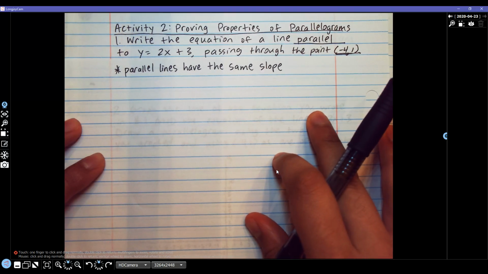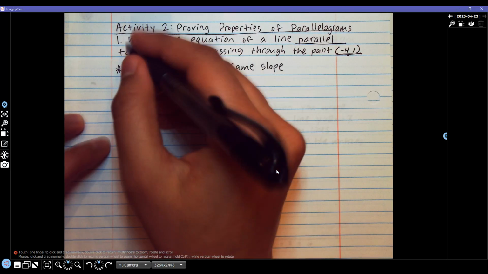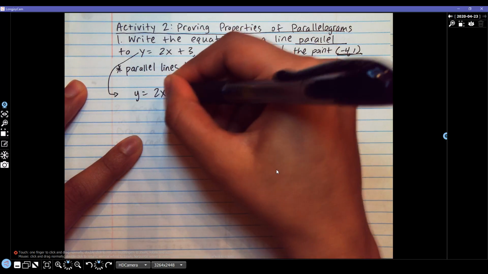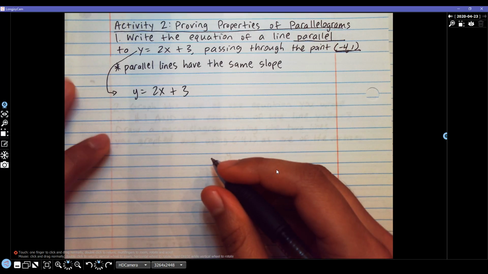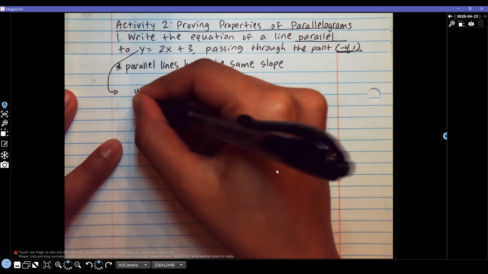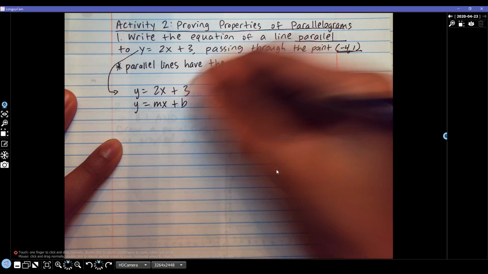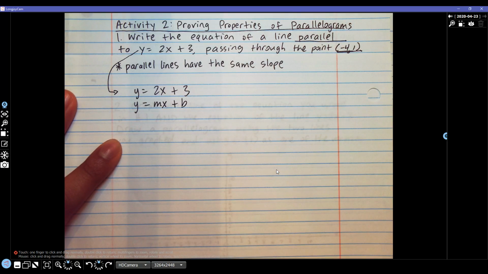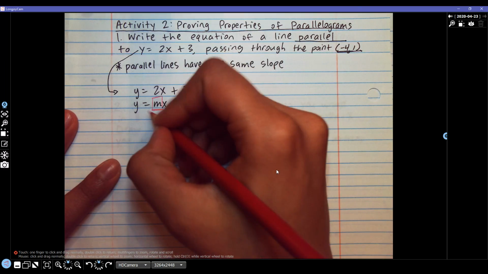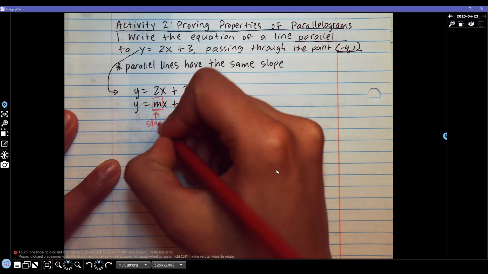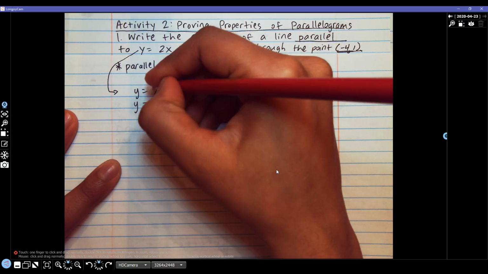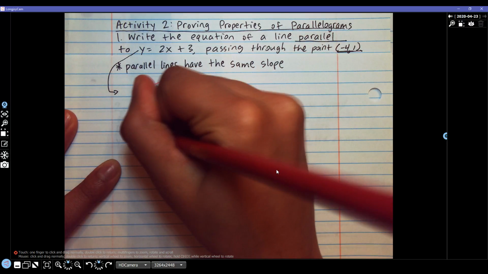So the equation y equals 2x plus 3, and I'm going to do an arrow right over here and write it again, y equals 2x plus 3. This looks like it is written in the slope-intercept form, and you all would probably recognize this as y equals mx plus b, where m represents our slope. So in this case, our slope is 2, so I'm going to write m equals 2.